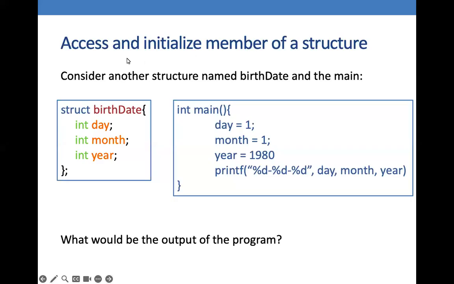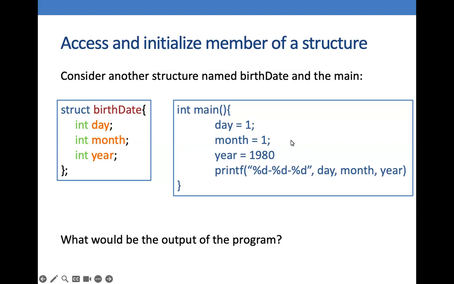So hi everyone. In this video, we are going to discuss accessing and initializing a member of a structure. So consider another structure named birth date and the main. In the struct birth date, we have these members, day, month, and year, all having an integer data type. And in the main, we wanted to initialize the values of day, month, year, and then print it.